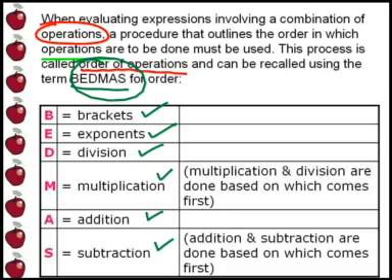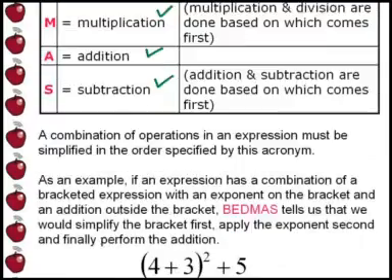Now, when you've got multiplication and division in the same expression, we do them based on which comes first. So if you have multiplication before the division, in other words, from left to right, you've got the multiplication first and then the division second. You do the multiplication first. If it's the other way around, you've got division first and then multiplication, you do the division first. And the same goes for addition and subtraction. You do them from left to right, or whichever comes first.